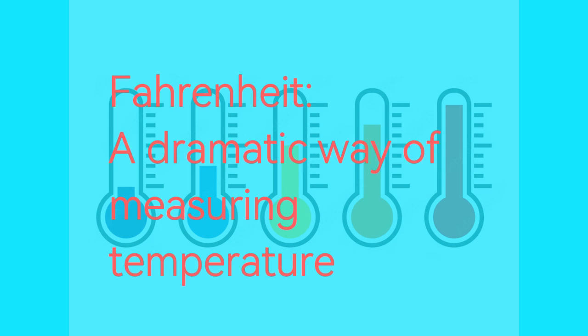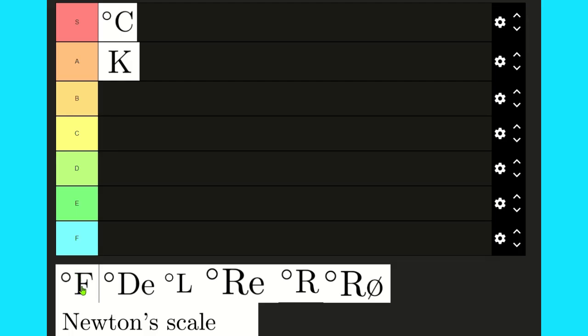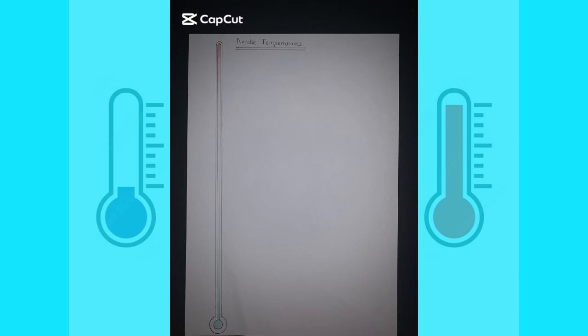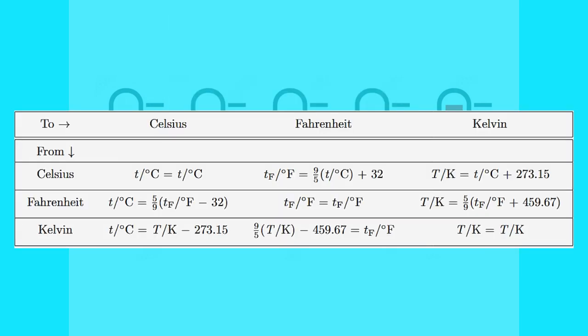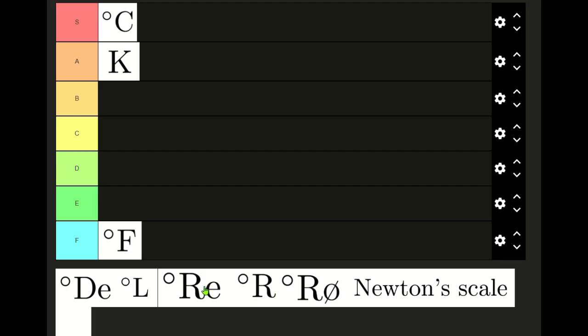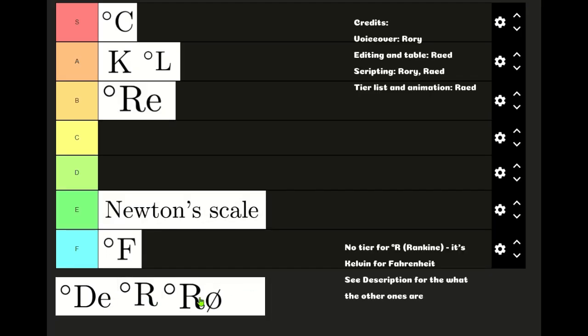A weird scale and with a weird definition, and not in the standard international unit system, so F tier. Here are some notable temperature conversions. Here are the formulae to convert between Celsius, Kelvin, and Fahrenheit, all in one neat table. And finally, special mention to these other temperature scales.